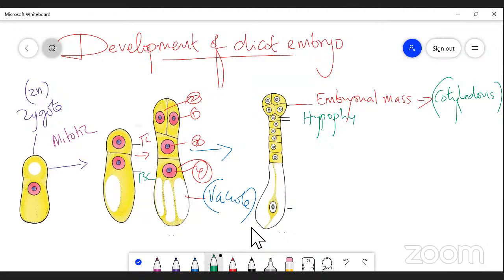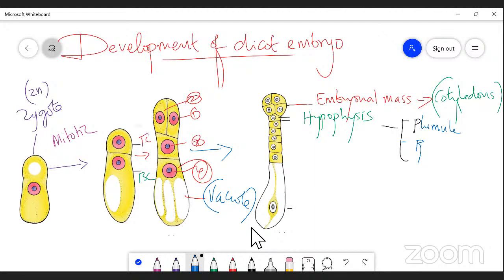Hypophysis. Actually, what is hypophysis? Hypophysis is a cell that arises just behind the embryonal mass that gives rise to a plumule at the top and a radicle. Plumule is a region of a stem. The plumule is gradually developed into the shoot system. The plumule of the embryo gives rise to the shoot system.